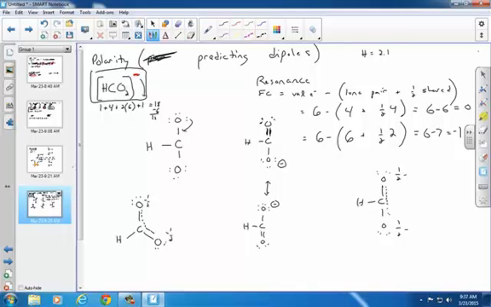2.1, 2.5, 3.5. So those are the electronegativity values. So anytime an atom's more electronegative, it's going to attract electrons it's sharing with other atoms. So carbon's a little bit more electronegative than hydrogen, and oxygen's more electronegative than carbon. So those electronegativity differences will also create some partial charges.